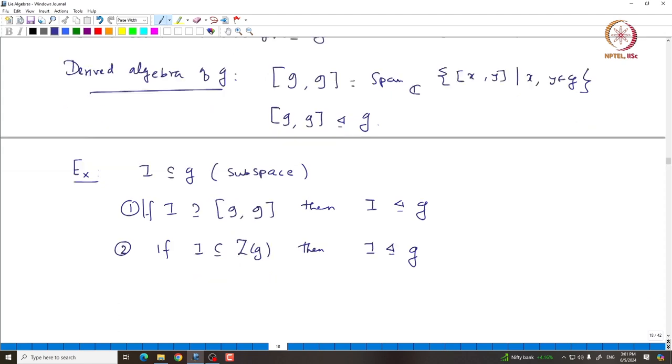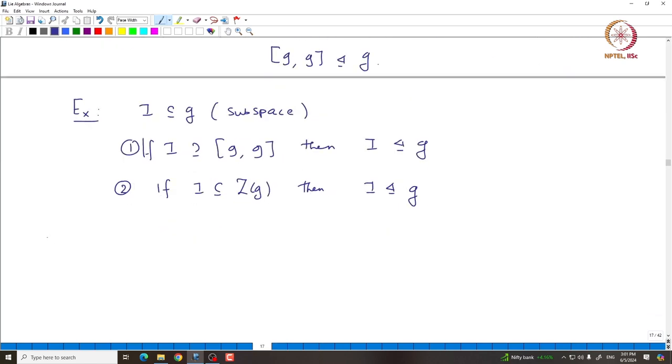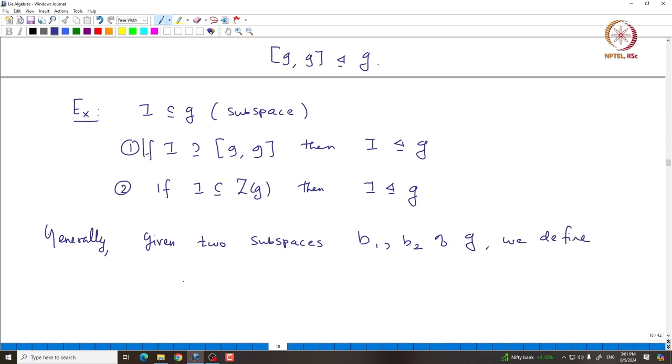Now, given two subspaces, motivated from the derived algebra, one can define the bracket of H1, H2. Generally, given two subspaces H1 and H2 of G, we define the bracket [H1, H2] to be the span of all [x, y] such that x is coming from H1 and y is coming from H2.